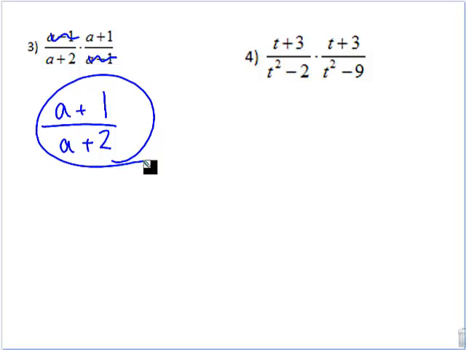So taking a look at those, any of those factorable? Can we factor any of those? The perfect square. Okay, so t squared minus 9 we can factor. How can we factor t squared minus 9? Yep, t plus 3, t minus 3.